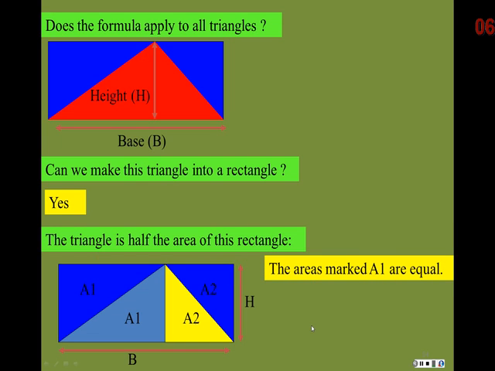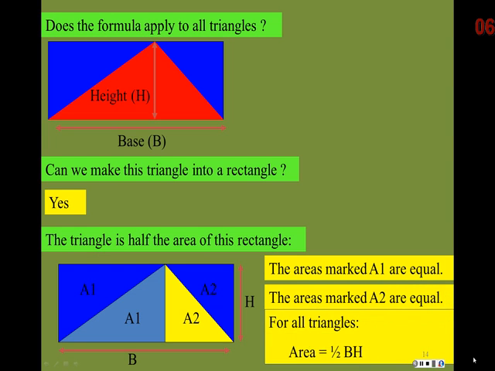So here's the visual for you. A1 the same as A1. A2 the same as A2. I can still make a rectangle out of the exact same size. I just have to break it up differently. So this formula, area is equal to half the base times the height, stays the same for any triangle. Doesn't matter what kind it is.